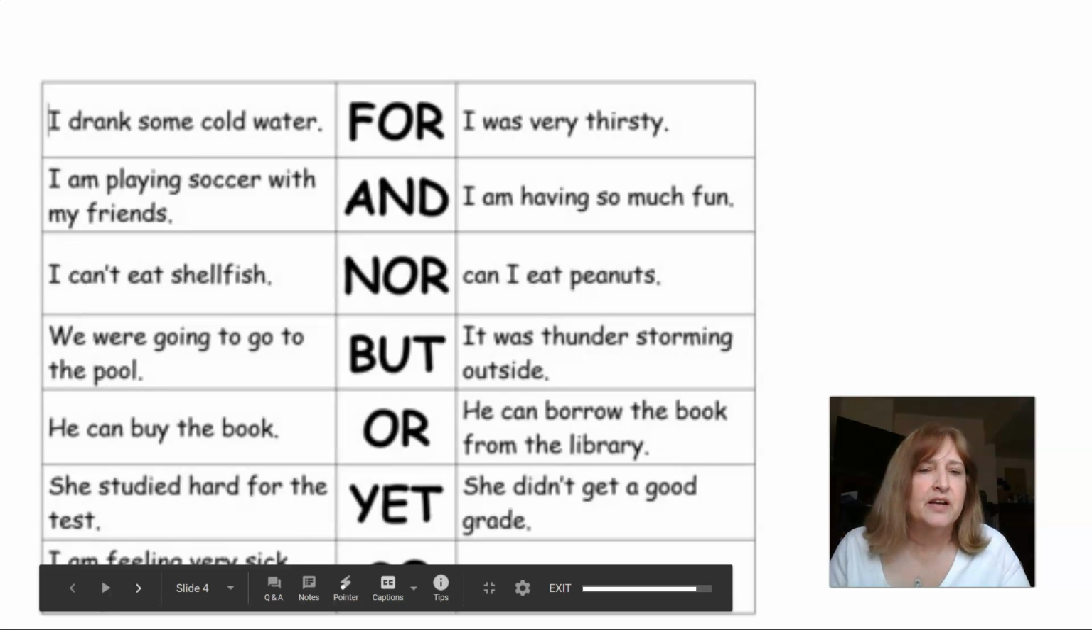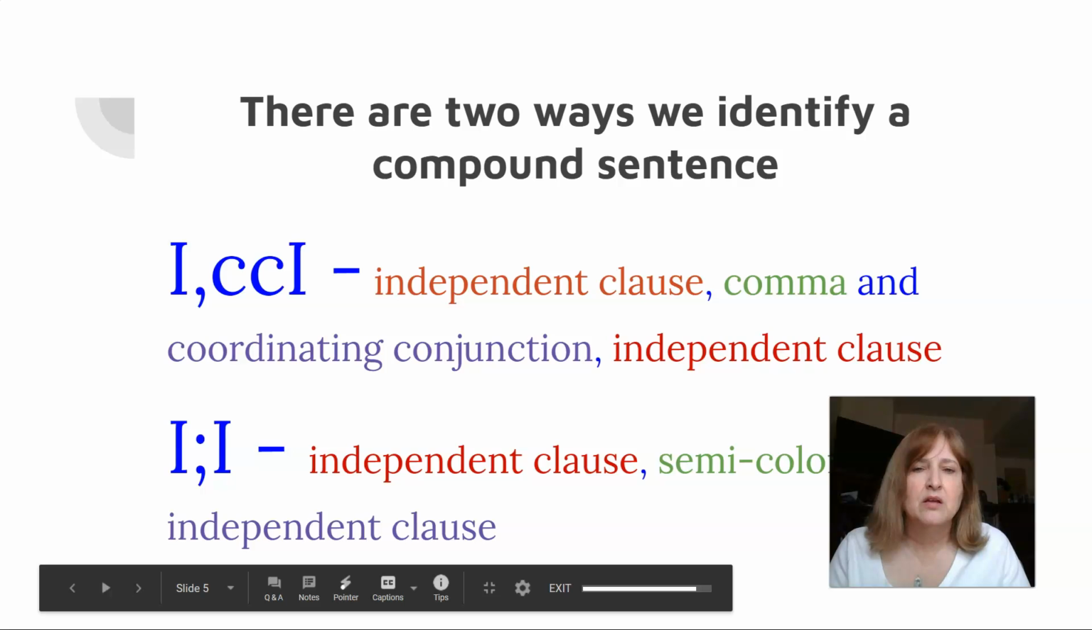Now, when we're identifying in our four-level analysis of sentences, remember on the top we talk about the parts of speech. Underneath that, we identify the parts of a sentence like the subjects and the predicates and the direct objects, indirect objects, and so on. Underneath that, we identify all the phrases. And at the bottom, we identify what kinds of sentences we're looking at. And these are the two ways that you can identify a compound sentence. First of all is the I, C, C, I, which stands for an independent clause, a comma, a coordinating conjunction, and then another independent clause.